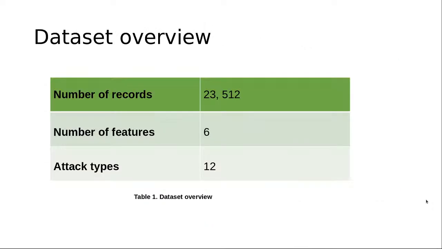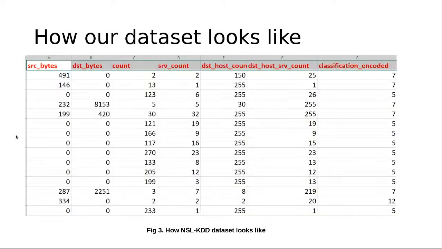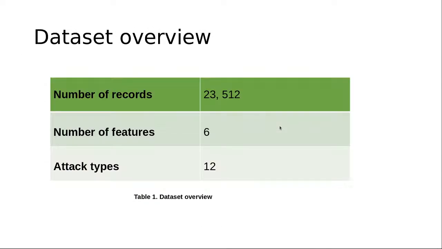And as far as the data set that we'll be using is concerned, the number of records that we have is over 23,000. To be precise, we have 23,512 records. And as you have seen just now, the number of features that we have is 6. We have 1, 2, 3, 4, 5, 6 different features, and the number of different attack types is 12.